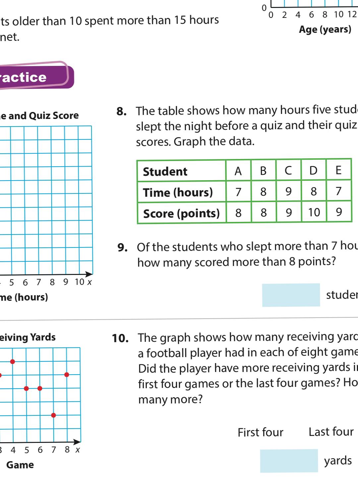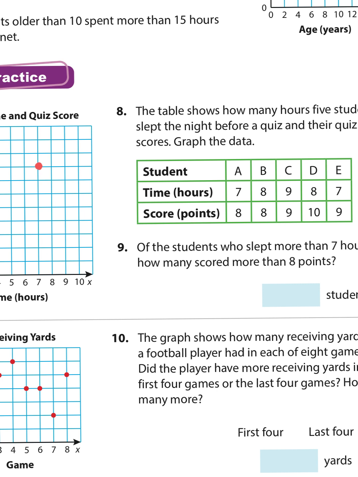Student A, it shows us, slept for 7 hours, and they scored 8. We're assuming this is out of 10, okay? So 8 out of 10. So student A, who slept 7 hours, got 8 points. So I'm going to plot my point on here, over to 7, up to 8. That would be considered like an 80.